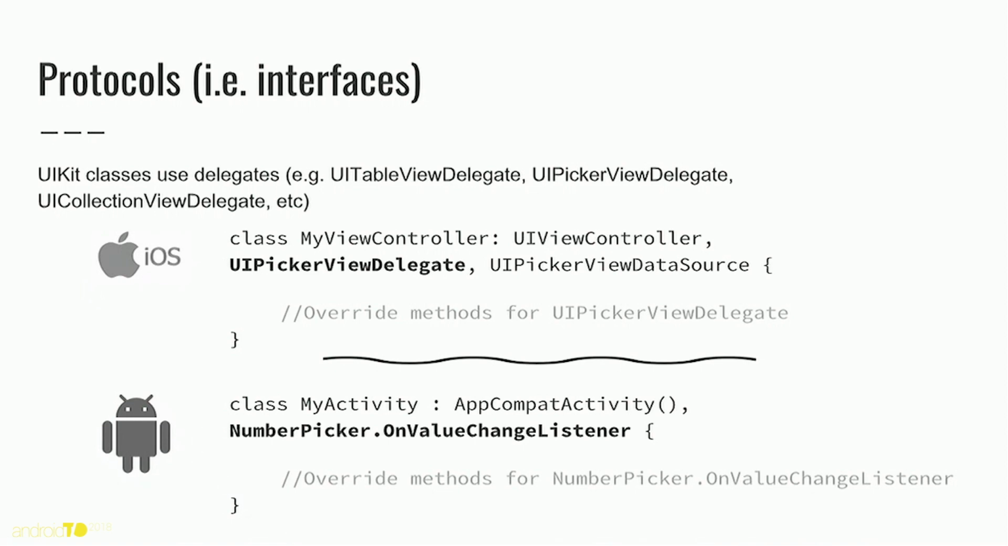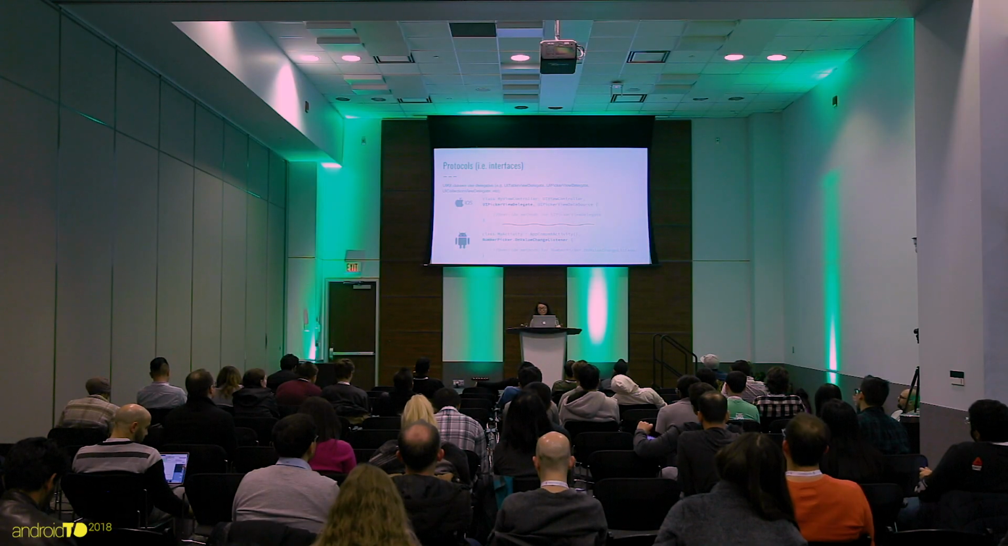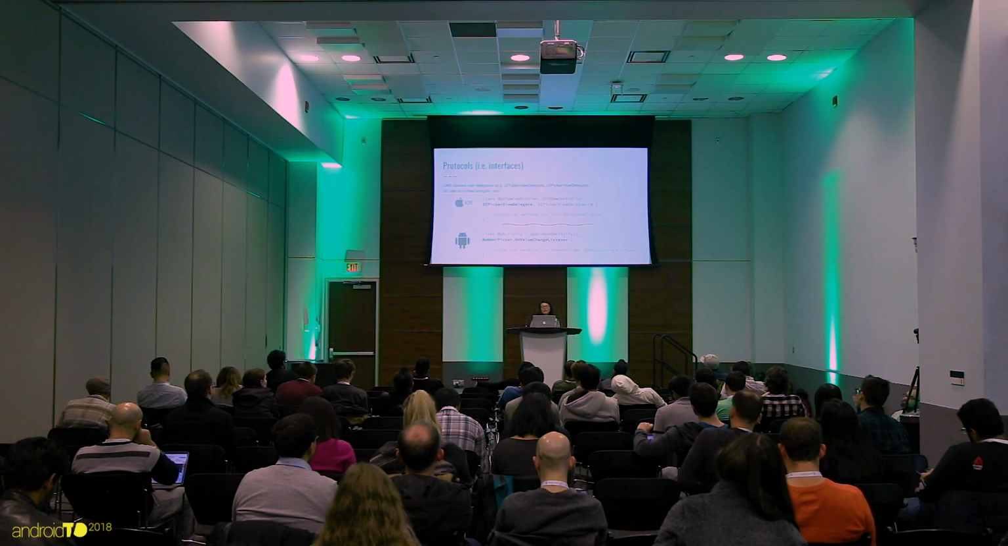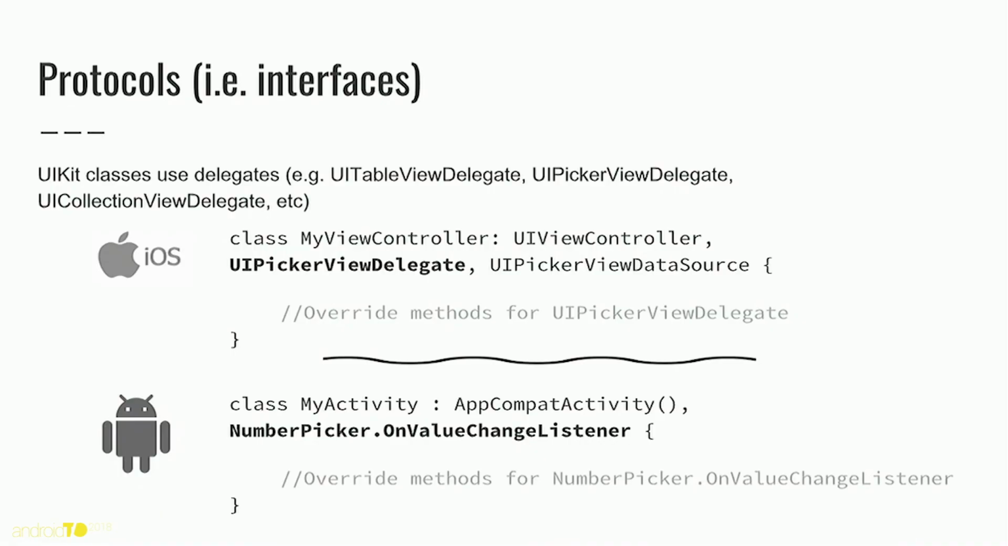So for example, if your Android activity had a number picker, you'll need to have your activity implement NumberPicker.OnValueChangeListener so that the number picker can interact with the activity when the value in the picker changes. You need to override all those methods, right? Same thing with delegates in iOS. If you have a UIPickerView in your view controller, then you need to have your view controller extend UIPickerViewDelegate and then implement all the methods that the UIPickerView is going to need in order to interact with the view controller. So same thing.